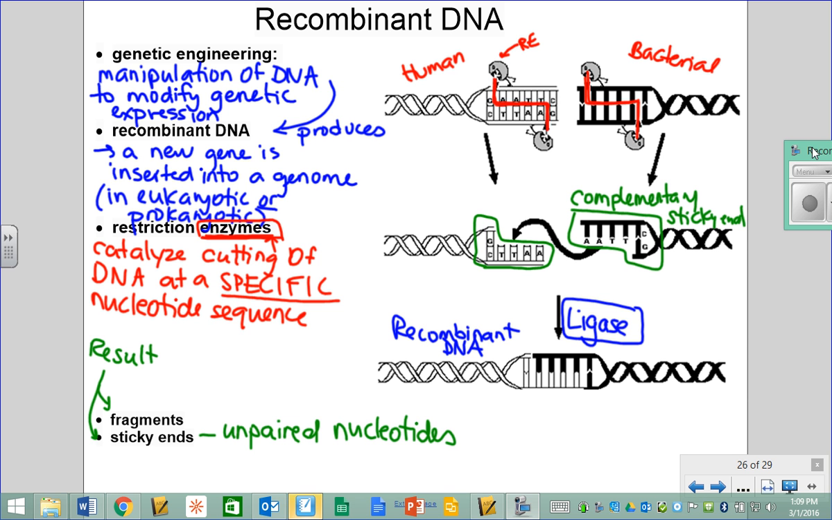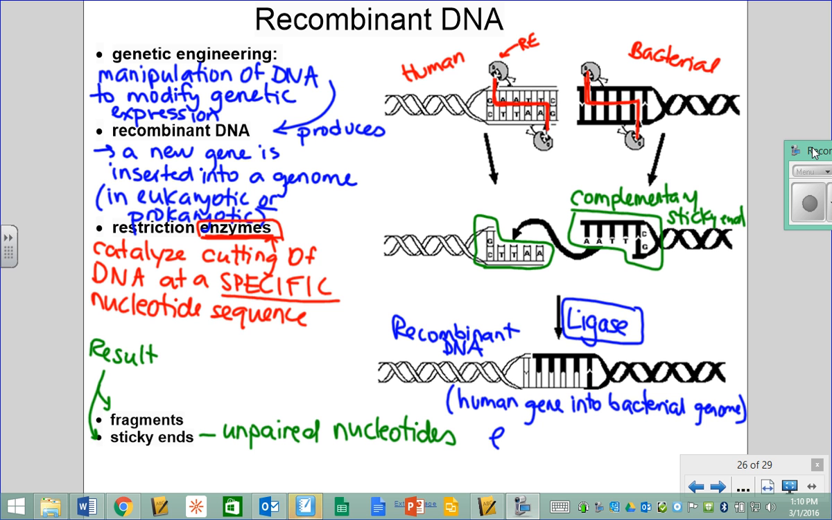Now in this particular example, what probably happened is that we put a human gene into the bacterial genome. Doing things the other way around would pose a lot of ethical concerns. So putting DNA into a human genome is a little bit trickier to do. But taking a human gene and putting it into the bacterial genome, that is something that happens.